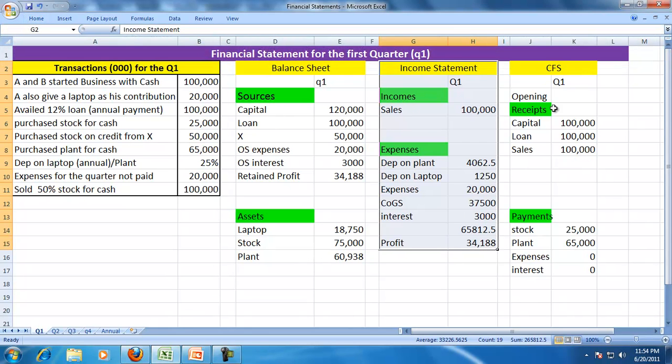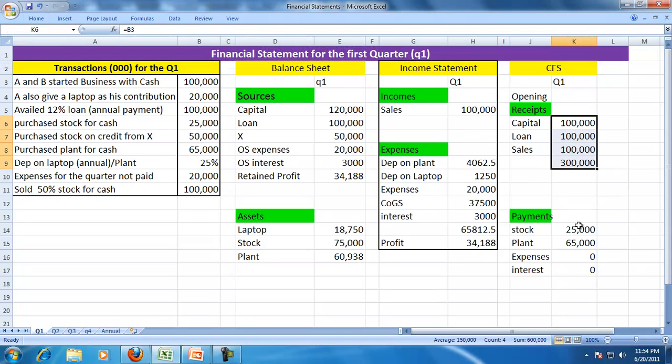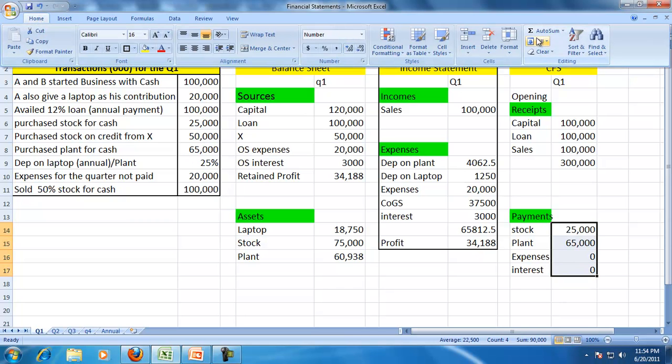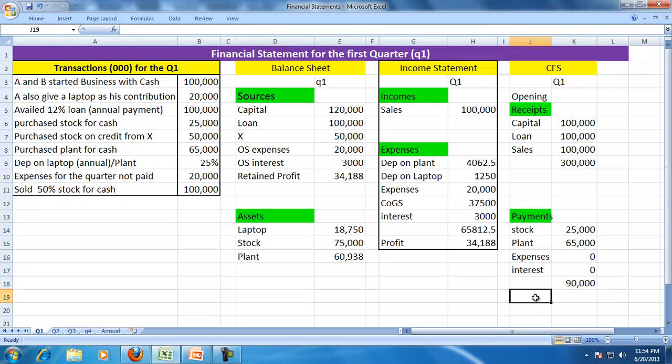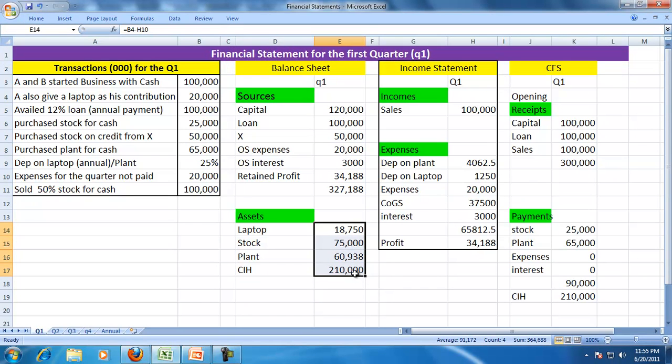Income statement is done. Similarly, I have to find the cash flow, the cash in hand. Cash in hand is cash receipts minus cash payments. So cash in hand is equal to 300,000 minus 90,000, and cash in hand is an asset, 210,000. So if all other things are right, then the balance sheet totals will be the same.